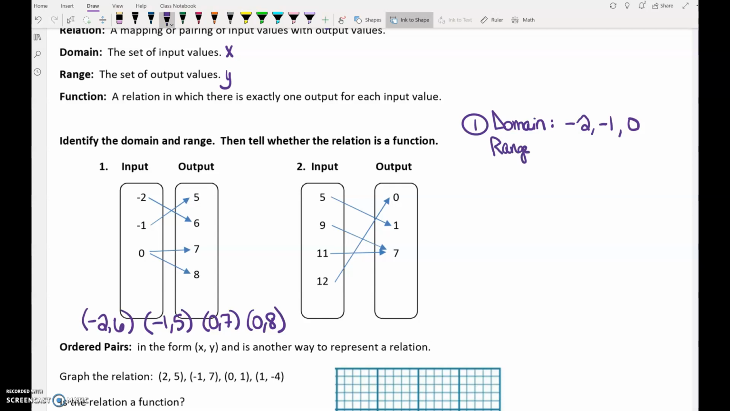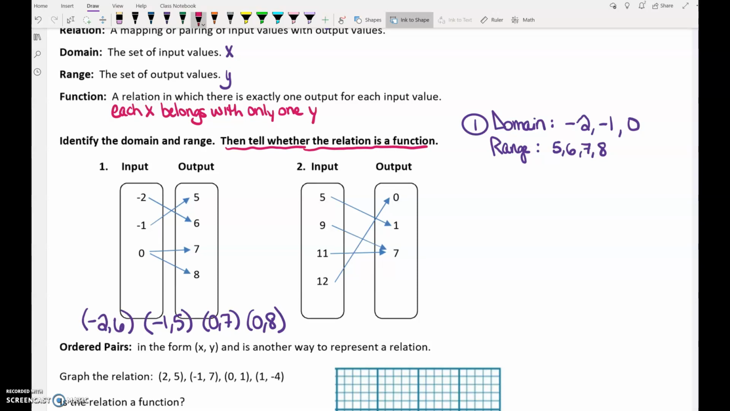What is the range of the relation? The y values, the output values. 5, 6, 7, 8. Then the next question is asking, tell whether the relation is a function. A function is a special type of relation where there is only one output for each input. Each x can only belong to one y. So I want you to write under here, each x belongs with only one y.